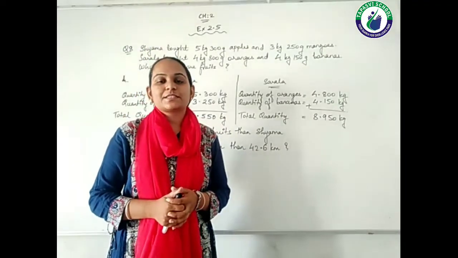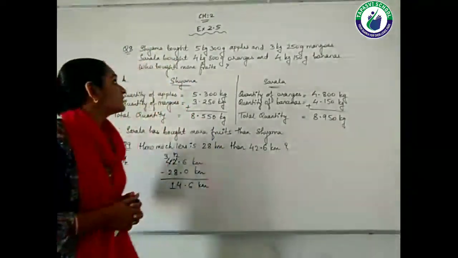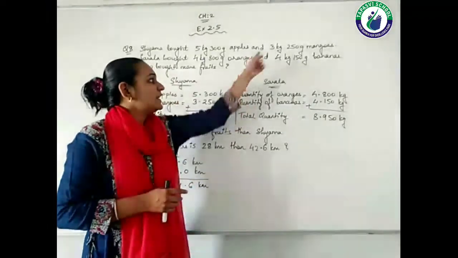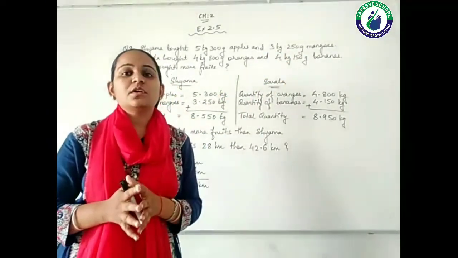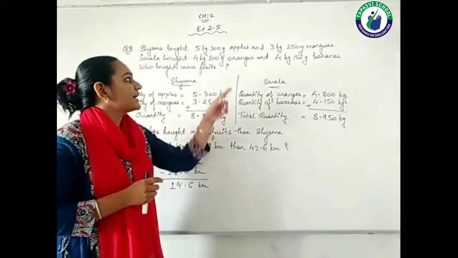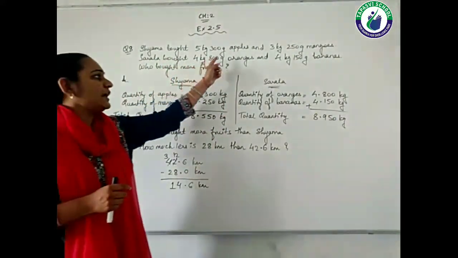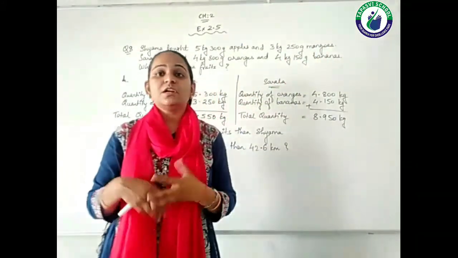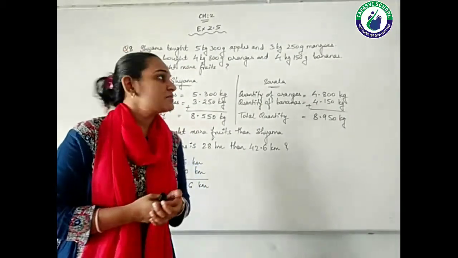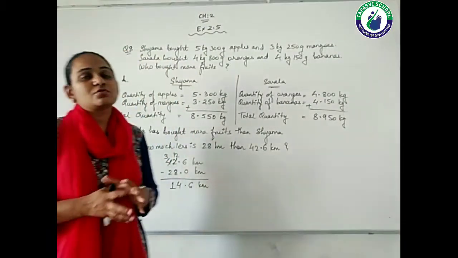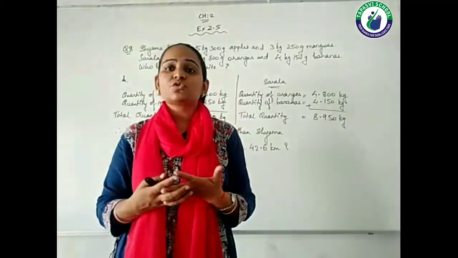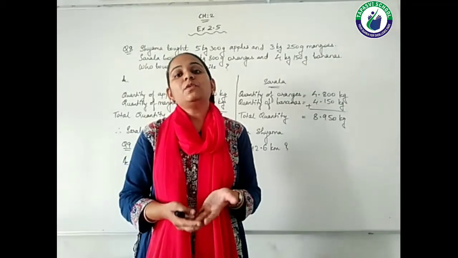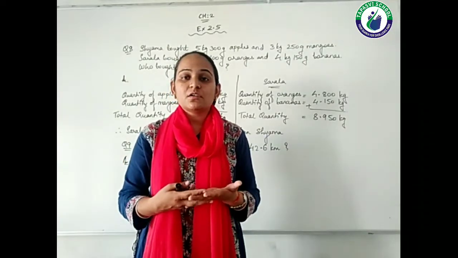Okay students, now let's see the next question. Students, question number 8: Shyama bought 5 kg 300 gram of apples, right? And 3 kg 250 gram of mangoes. So what is Shyama purchasing? Apples and mangoes. Now Sarla bought 4 kg 800 gram of oranges and 4 kg 150 gram of bananas. So Sarla is purchasing oranges and bananas. So we have to find who bought more fruits. To answer this question, we need to find the total quantity of the fruits bought by Shyama and Sarla. Then we can answer who has bought more fruits.